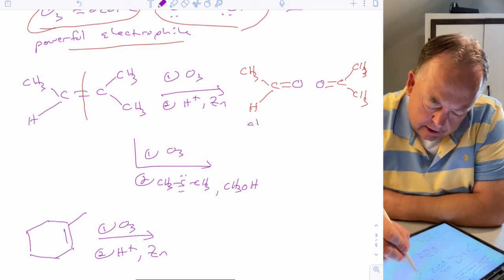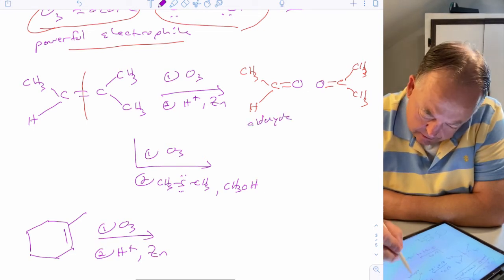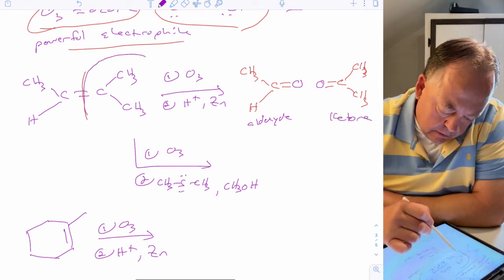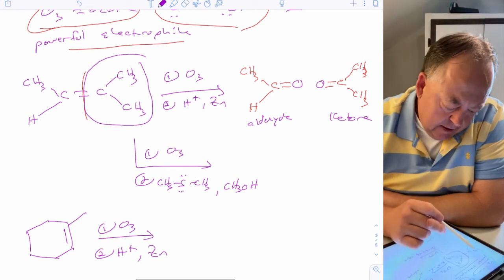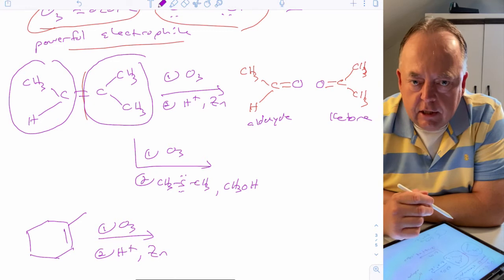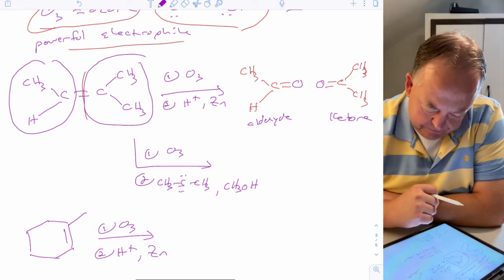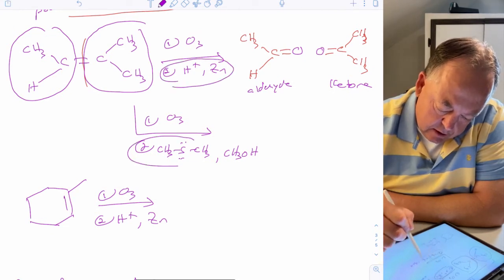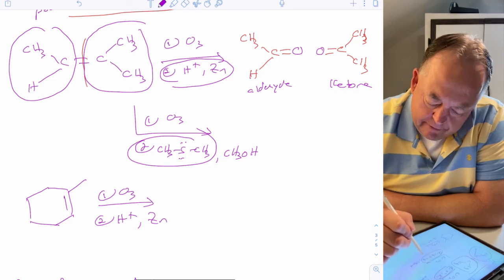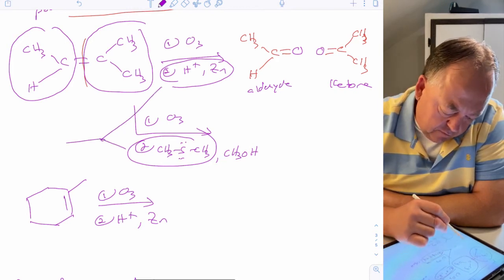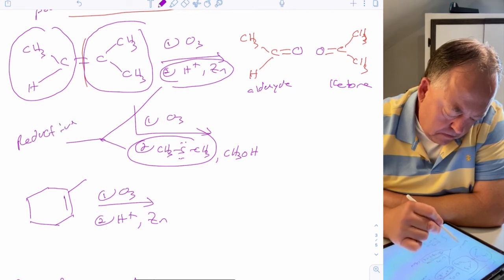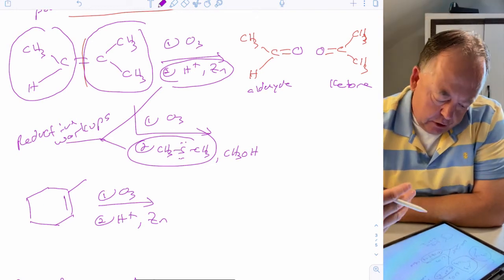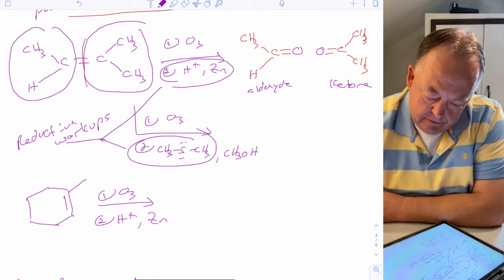So in this case, you made an aldehyde here, and you made a ketone here, and that's because this side of the double bond had 2 carbons attached to the alkene, and this side of the double bond had a hydrogen attached to the alkene, so that's going to lead to an aldehyde. And so you can see a variety of different second steps. So maybe it's H plus zinc, or maybe it's dimethyl sulfide. These are what's known as reductive workups, as opposed to an oxidative workup, which I'll show you what happens if it's an oxidative workup in a minute.